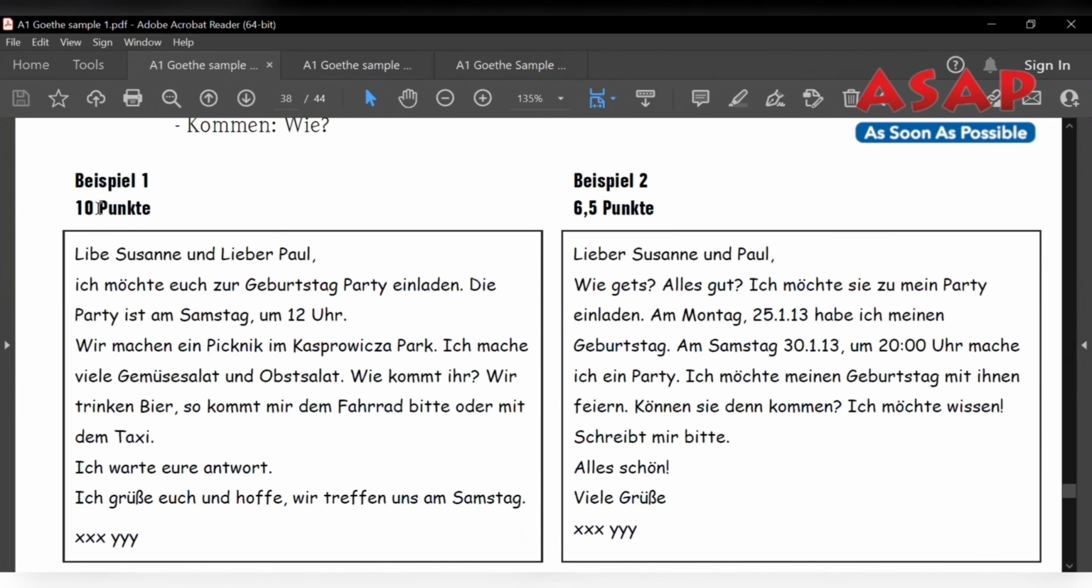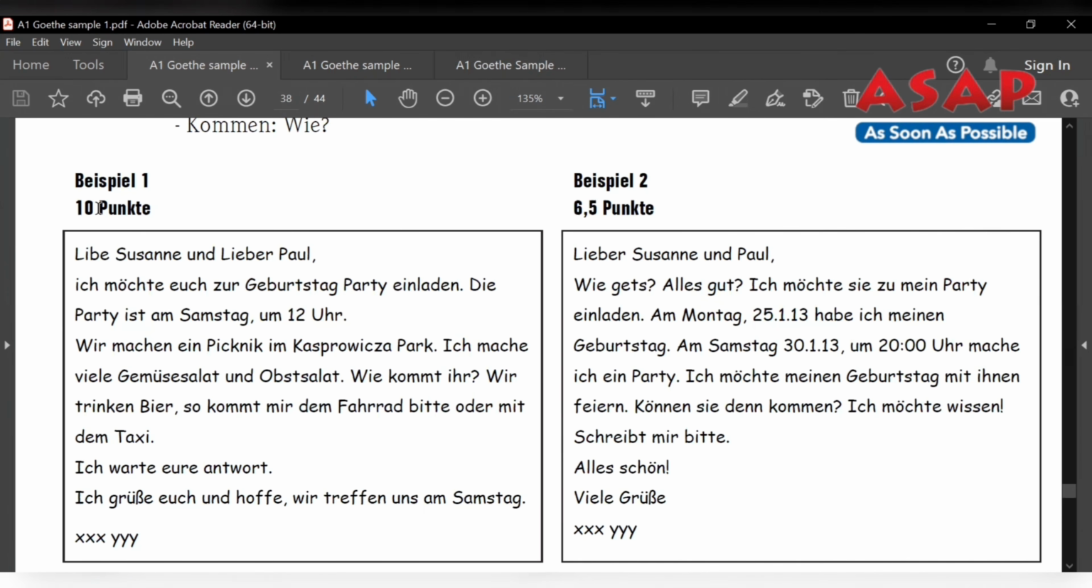Okay, lieber Susanne und lieber Paul, ich möchte euch zur Geburtstagparty einladen. I would like to invite you for the party. The party ist am Samstag 12 Uhr. Okay, wir machen einen Picknick im Kasprowiska Park. Now, what we are doing was not the point, but that is also okay if you write one sentence a little extra. Ich mache viele Gemüsesalat und Obstsalat. This is also not mentioned there, what you are going to eat or do.